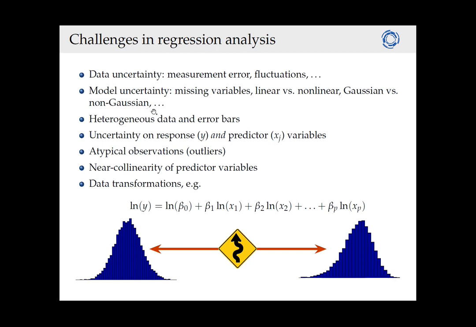There can be heterogeneous data and also heterogeneous error bars. One subset of the data could have different error bars from another subset. There can be uncertainty on both the response and predictor variables. So I denote the response variable here with y and predictor variables with xj. There could be atypical observations, better known as outliers. Near collinearity of the predictor variables can also introduce difficulties. And then also various transformations of the data can introduce further confusion or uncertainty.